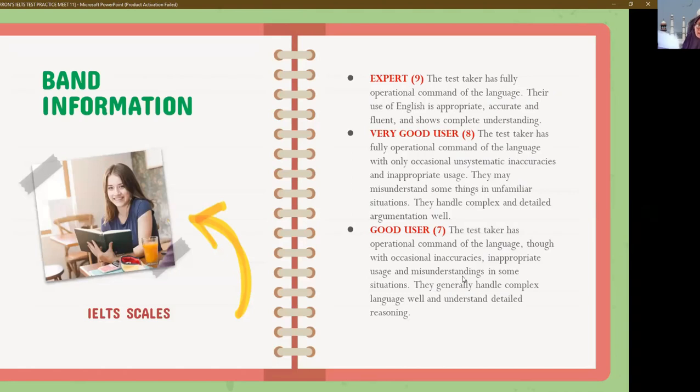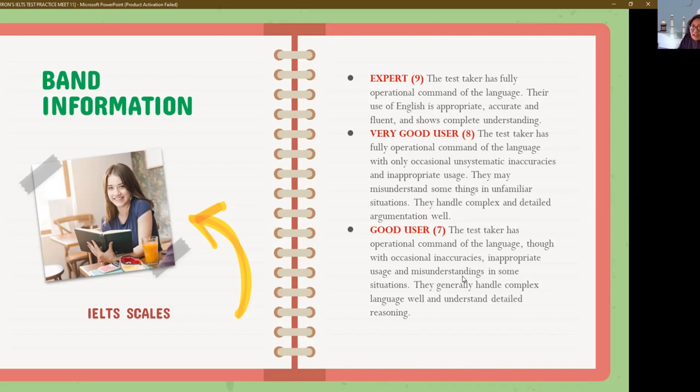This is the band information about the IELTS. Of course, if you pass the IELTS, you will get what we call a band. The score is called a band. Okay, these are the IELTS skills. If the band is 9, the user or the test taker can be called an expert.